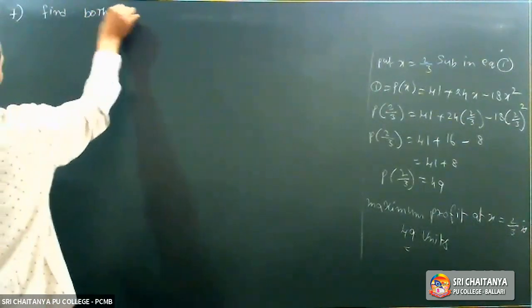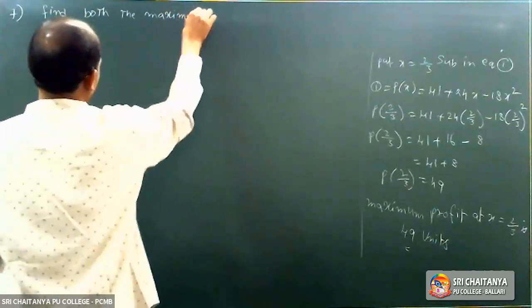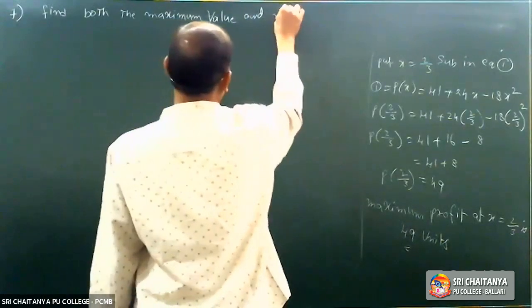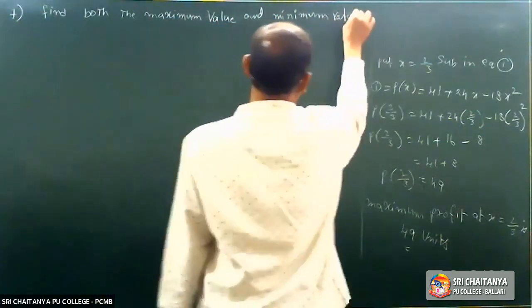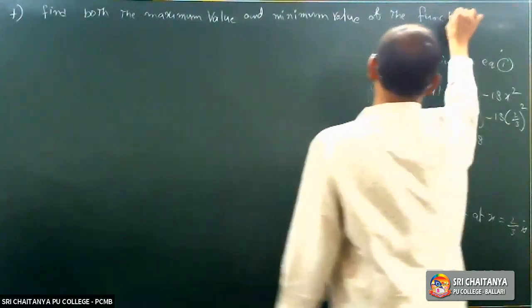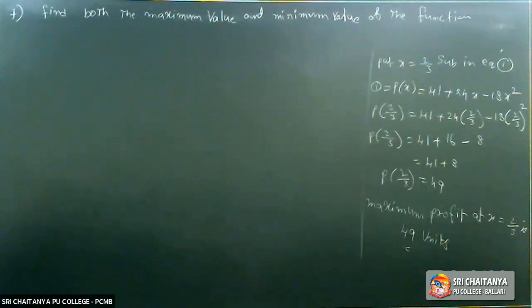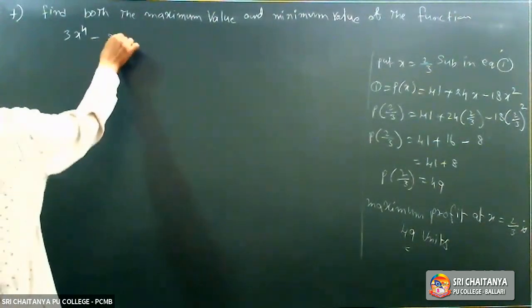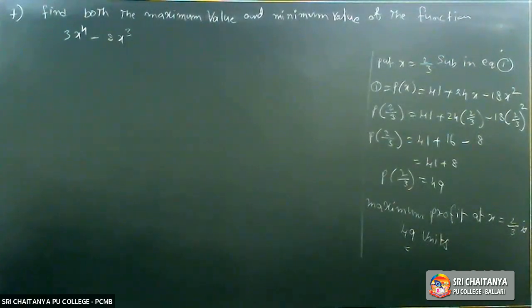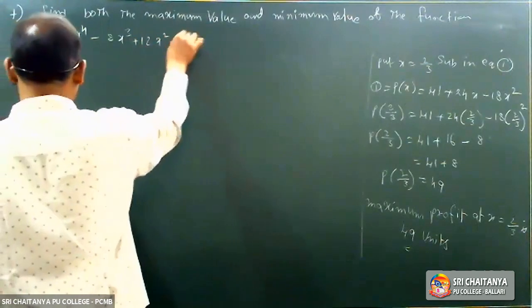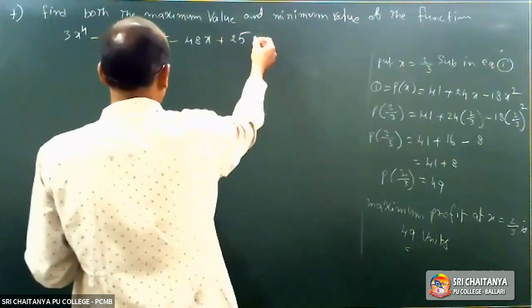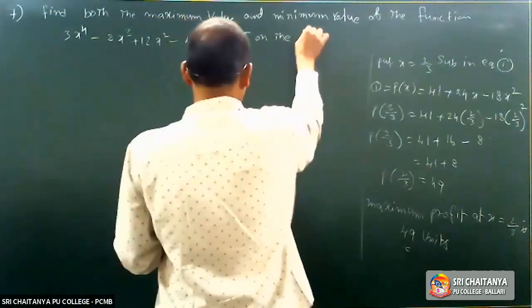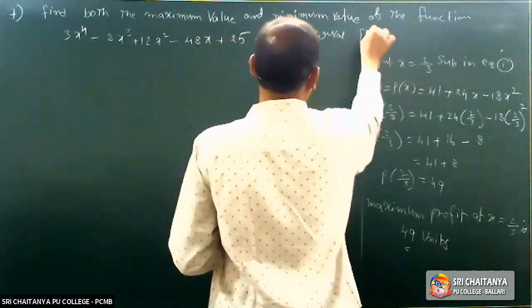Find both the maximum value and minimum value of the function 3x power 4 minus 8x cube plus 12x square minus 48x plus 25 on the interval 0, 3.